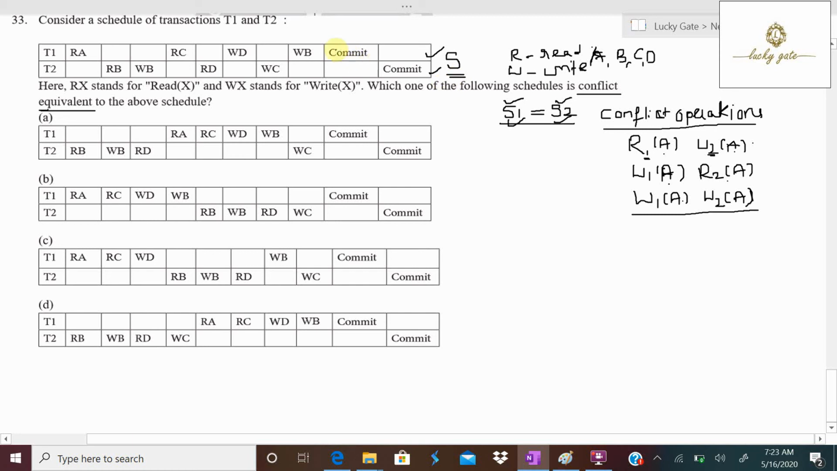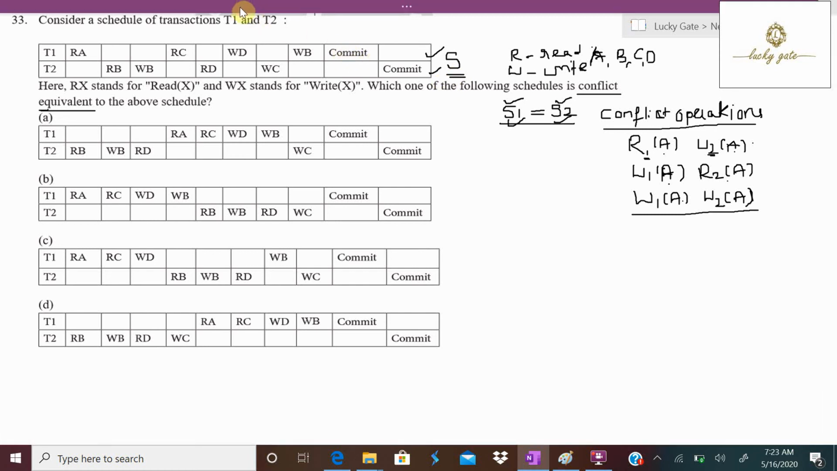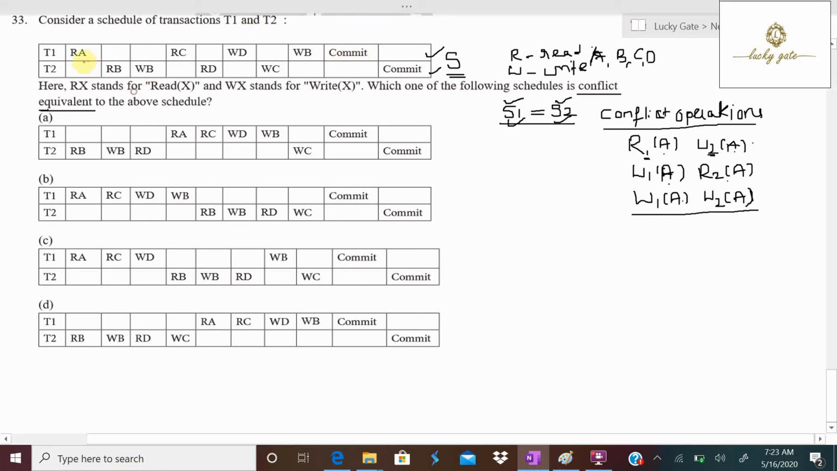First we'll check what are the conflicts in the given schedule. Here you observe T1 has the first operation, read A. Read A of T1 would conflict with write A of T2. Just check: there are no write A operations in T2, which means the first operation of T1 is not going to conflict with any operations.